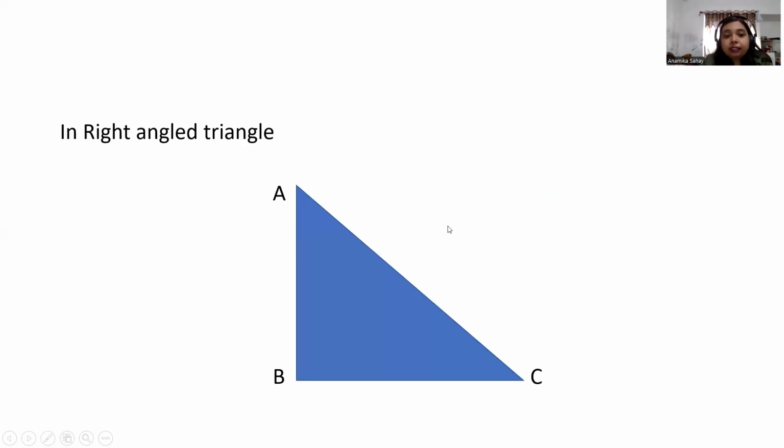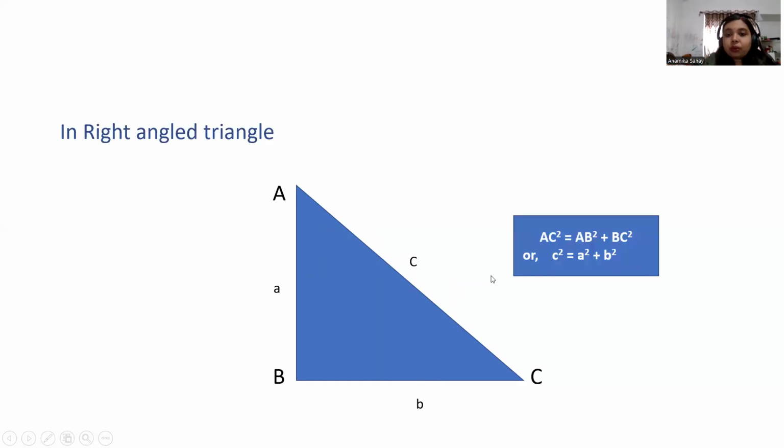Let's understand with the help of a diagram. We have a right angle triangle ABC. This one is the hypotenuse, this is the perpendicular, and this one is the base. So hypotenuse square is equal to perpendicular square plus base square, that is AC square is equal to AB square plus BC square. If we assume that this one is C, this one is A, and this one is B, then C square is equal to A square plus B square.